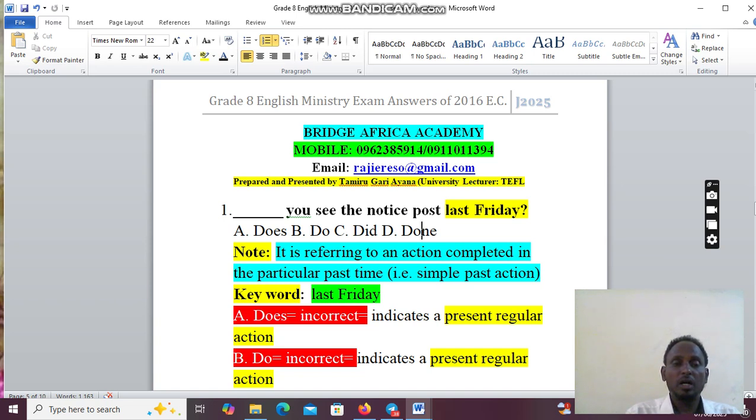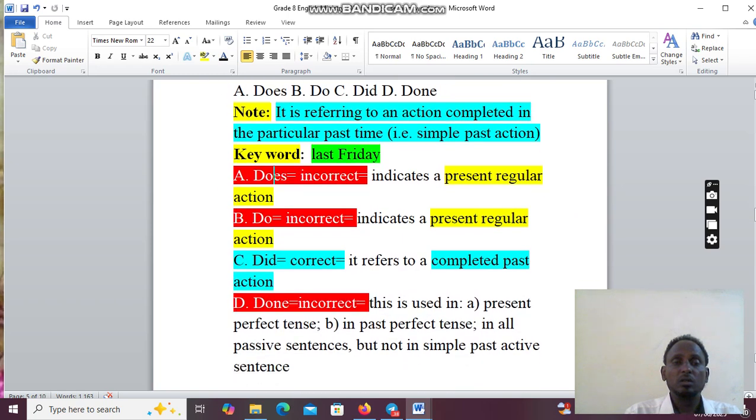So when we look at A, does is incorrect because this is indicating a present regular action. Does usually indicates a present regular action, but this statement is talking about last Friday, which is already completed. So when we come to B, do is also incorrect because this indicates a present regular action again, but the difference between does and do is, does go with a singular subject, whereas do goes with a plural subject.